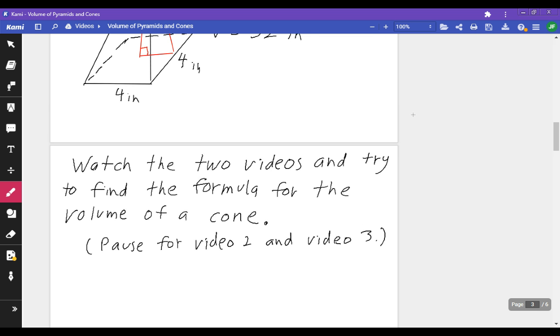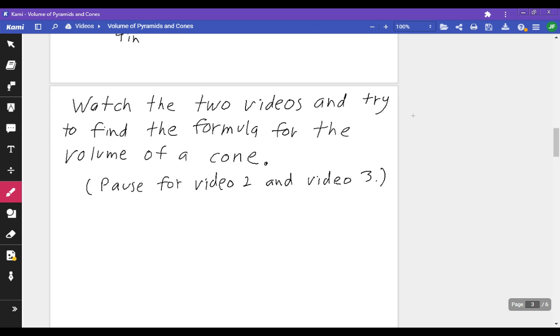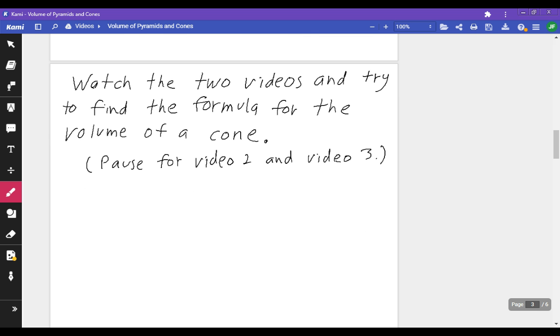Okay, we're going to watch a couple more videos here. This time the videos are going to help you understand the formula for the volume of a cone. So as you watch the two videos, think about how you can actually derive the volume formula for a cone. So again, we're going to pause right here and watch a couple of videos, and we're going to come back and work a couple of examples.